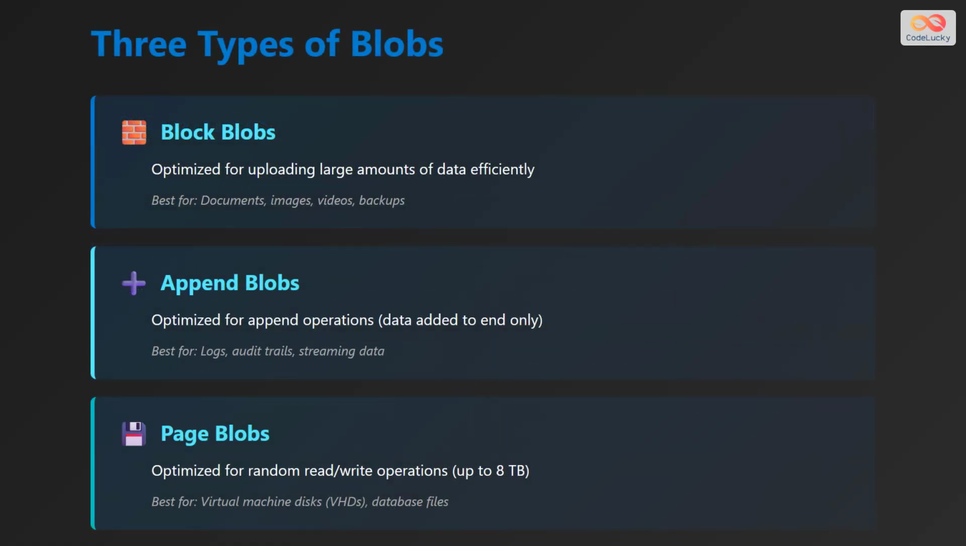Azure offers 3 distinct types of blobs, each optimized for specific use cases. Block blobs are optimized for uploading large amounts of data efficiently and are best suited for documents, images, videos, and backups. Append blobs are designed specifically for append operations where data is only added to the end, making them perfect for logs, audit trails, and streaming data. Page blobs are optimized for random read and write operations and can store up to 8 terabytes of data. They're ideal for virtual machine disks, also known as VHDs, and database files that require frequent random access.